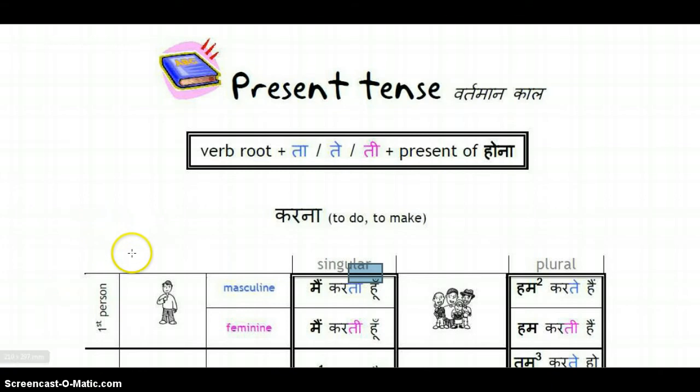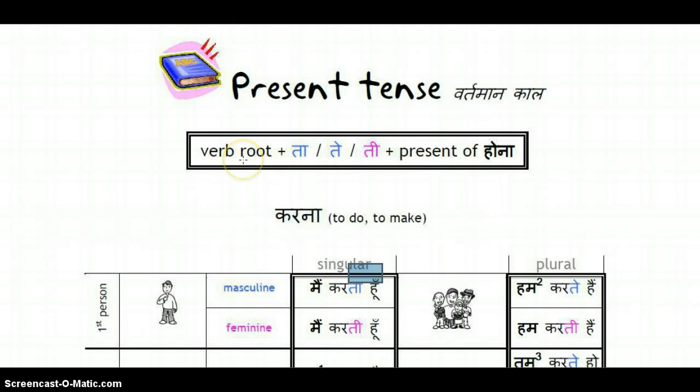So basically, all the verbs in the present tense are regular, and you won't need to learn more than one conjugation in this case, except for hona, which is irregular. But once you know that by heart, you will know any other verb. So, suppose I want to make the present tense of any verb in Hindi. I just need to know three things.